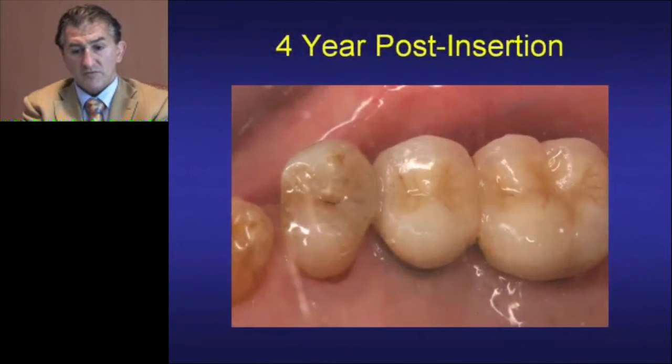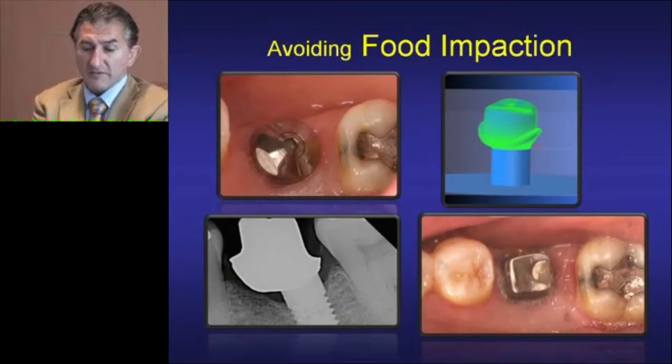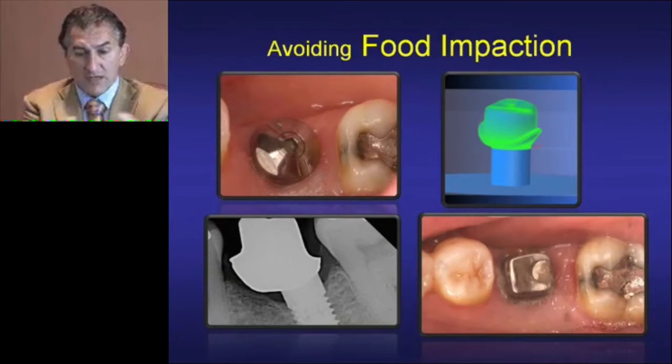And we see here the 4-year post-op of one of our first patient treatments that we did 4 years ago, and we can see that the tissue and the aesthetics and the position have been maintained. And basically we're trying to avoid food impaction. So the anatomic abutment hopefully will create that emergence profile and avoid the food impaction.